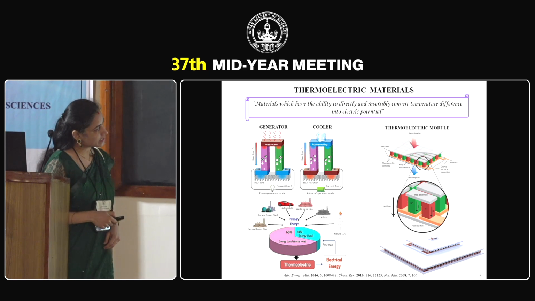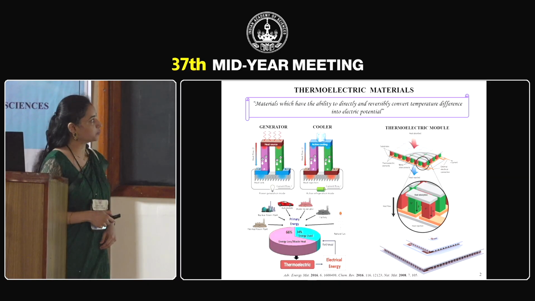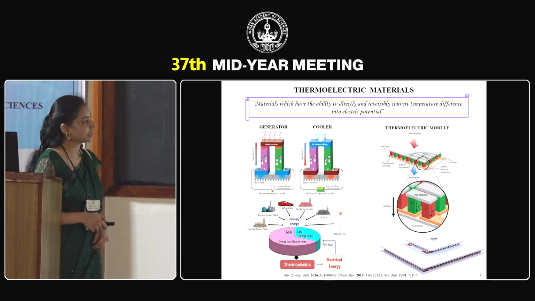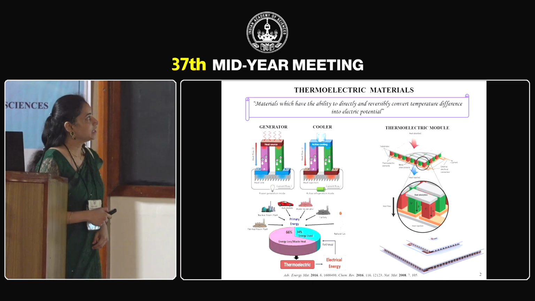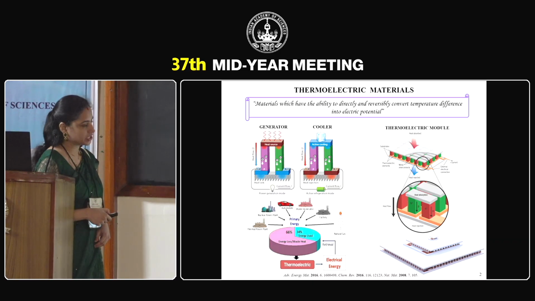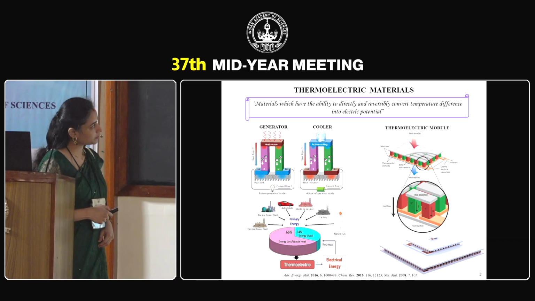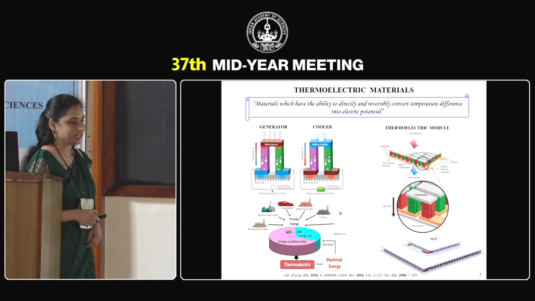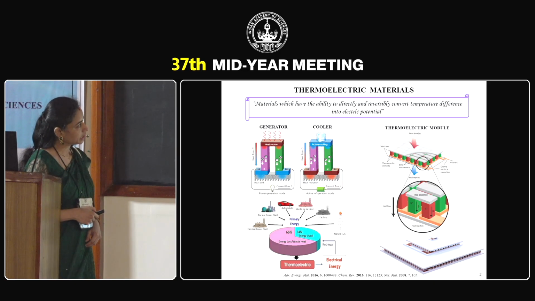So this is a schematic representation of a thermoelectric module wherein the P and N type legs are connected electrically in series but thermally in parallel. In case of thermoelectric generators, the temperature difference applied across the P and N type materials generates electric voltage because of the diffusive flow of charge carriers, while in the case of thermoelectric coolers, voltage applied brings about temperature difference.